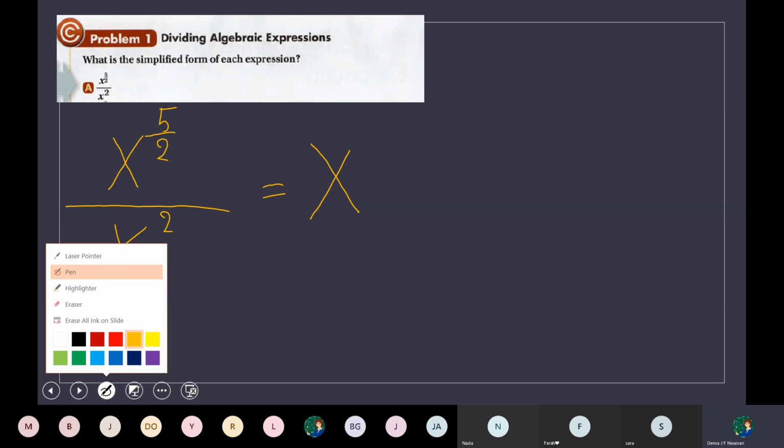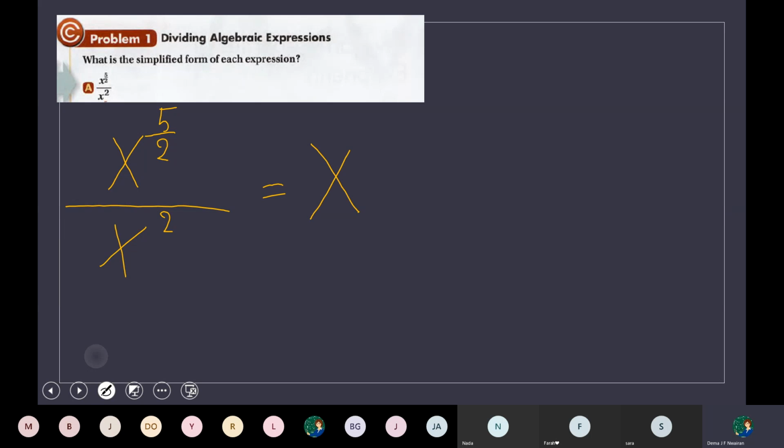Now, dividing algebraic expressions. If you have now x raised to the power 5 over 2, over x squared, how can we now write it in the simplified form? Or what is the simplest form? I will pick up x, then I will put 5 over 2 minus 2. I will subtract 2 from 5 over 2.